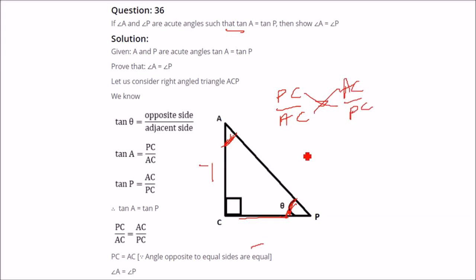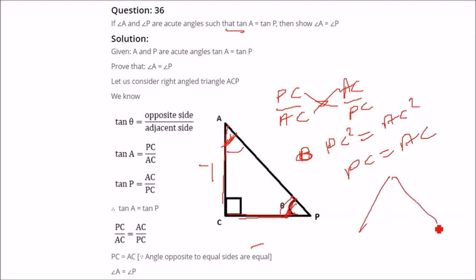Just multiply both sides. This will be PC square equal to AC square. That means PC has to be equal to AC. So when PC is equal to AC, then this side is equal to this side. That means these two angles are also equal. Because we know in a triangle, if these sides are equal, angles opposite to these sides are equal. That is why angle A has to be equal to angle P. This angle is equal to this angle.